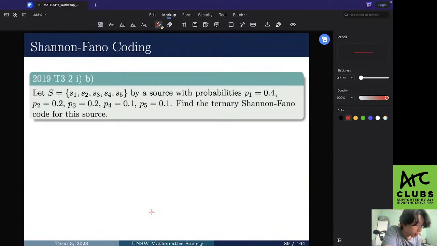So, we have S1 all the way to S5, and we have the probabilities 0.4, 0.2, 0.2, 0.1, 0.1, and we know that it's in radix 3 because it's ternary. We want to use Shannon-Fano code for this source, and so the first step is to find the lengths of each code word. For S1, since it has a probability of 0.4, our length is going to be the ceiling of the amount of information we get.